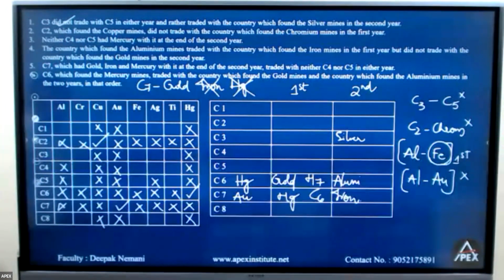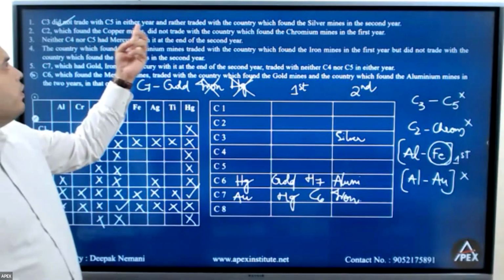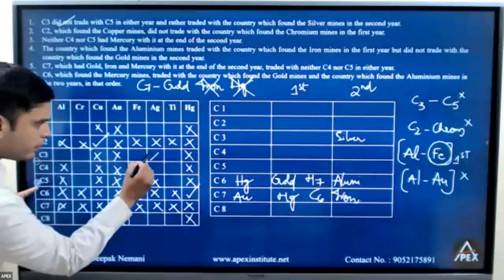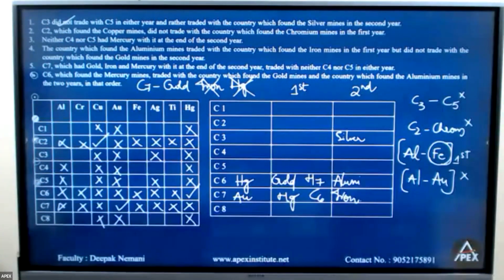Okay. Now we are left with C4. Now, I can say that C3 does not have a silver mine because C3 was trading with a country which has silver mines in the second year. So C3 cannot be silver. Okay. Now can C5 be silver? Okay, we have already put that in. Fine. Now, what can we determine?